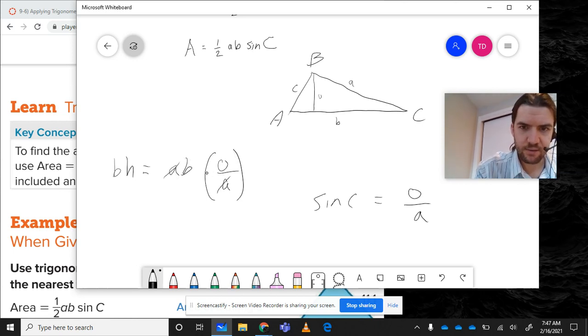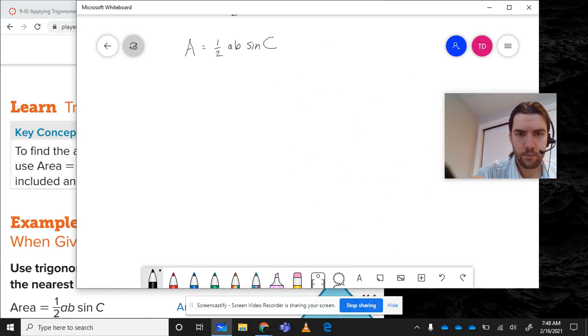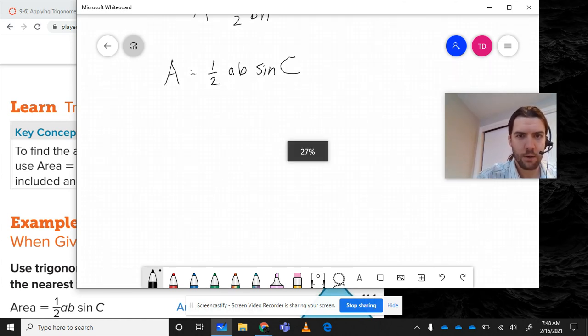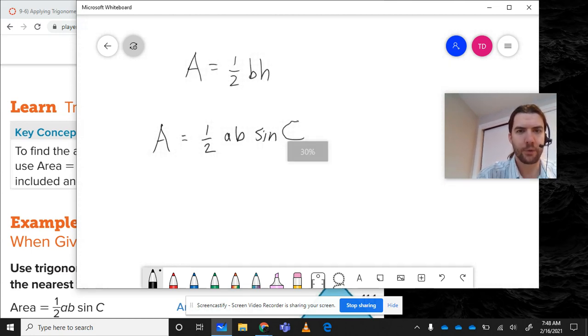Well, the opposite side is what we would have otherwise called the height, right? That is the height of the triangle. So we just get the base times the height. So we get the same equation. Now, whether or not you're comfortable with that connection, it's fine if you just want to kind of memorize this equation. That's not usually the best way to proceed in math.